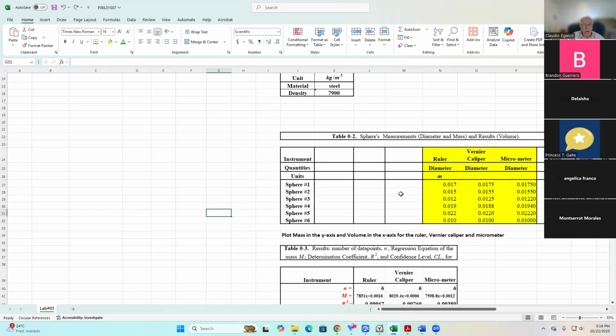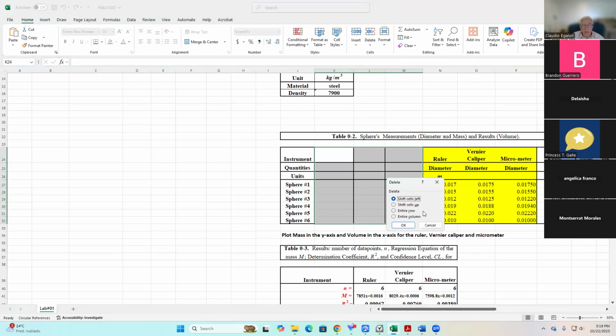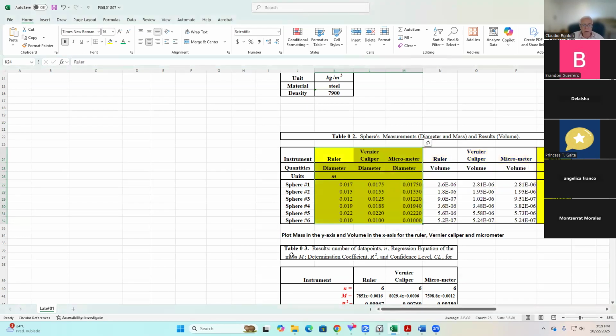Yes. Okay, good. You highlight, you right click, and you delete. When you delete, it's going to ask you what you want to do: shift the cells to the left, or shift the cells up. In this case, you want to shift the cells to the left, because you're going to move everything to the left. Can you do that? I'll try it right now.